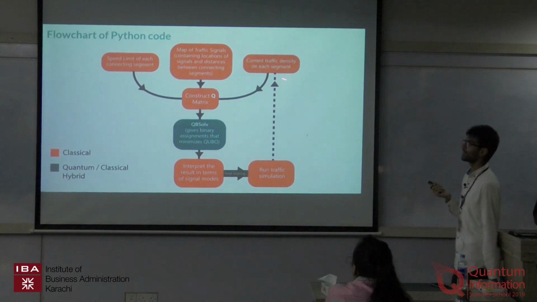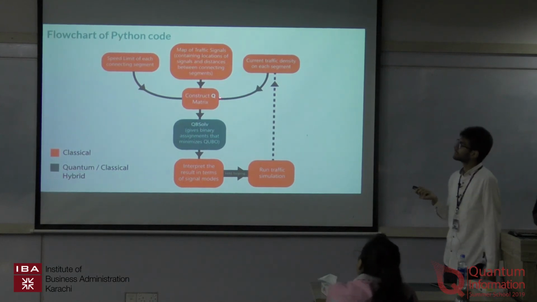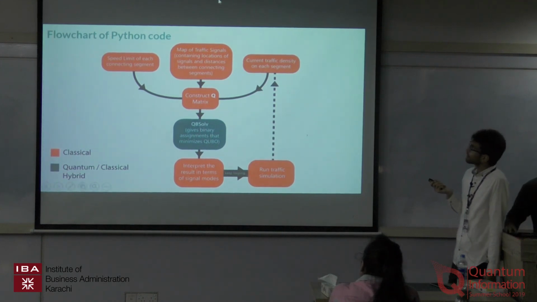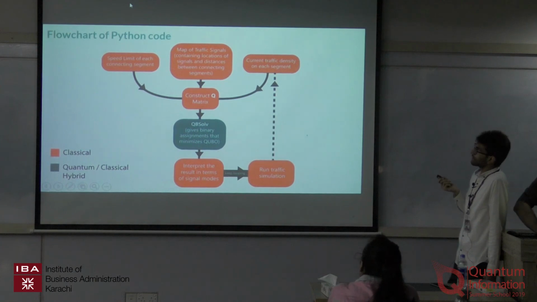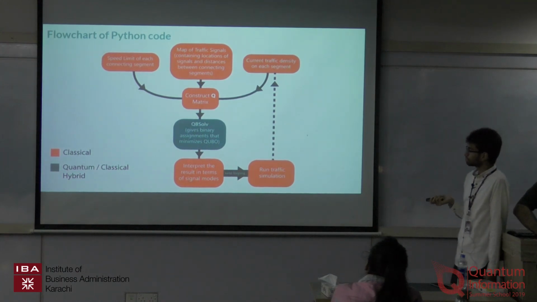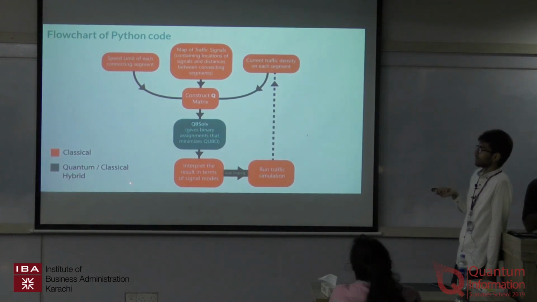As before, we wrote the Python code for this. This code basically takes in the graph, so it knows the speed limit of each segment. It knows the map, and it also understands the traffic density. Then we feed all of these things into our code, and we get the Q matrix. And then we can solve this Q matrix on the D-Wave hardware, or we can simulate that quantum annealing on our PC. Then we interpret the result, and we run the traffic simulation, and we keep looping. The traffic keeps changing, and we keep going through this program.